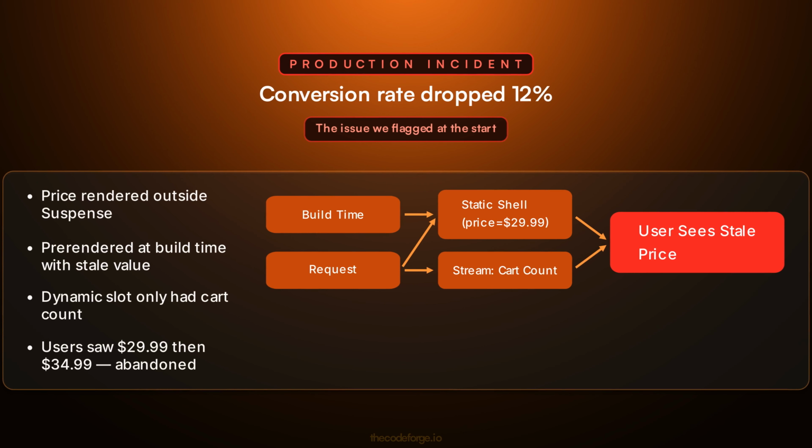This is the same issue we highlighted at the start. Here's exactly why conversion dropped 12%. The price component was outside any suspense boundary, so PPR pre-rendered it at build time with the price $29.99. The dynamic slot only contained the cart item count. Users saw the stale price instantly, then the correct $34.99 after 200 ms, and lost trust.